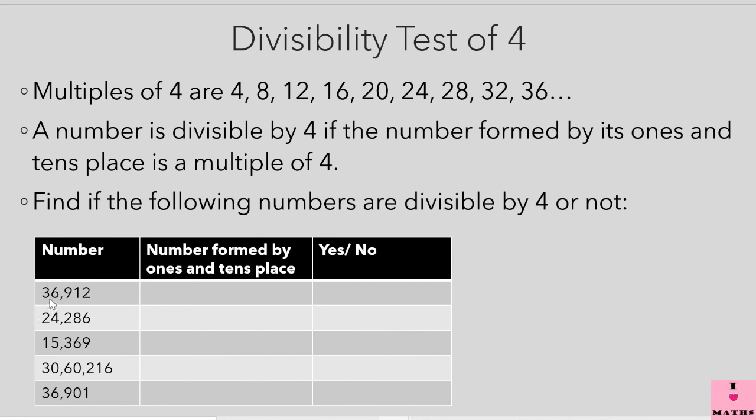Okay. This first number is 36,912. Now the number formed by ones and tens place is 12. See children, this is 12 now. Now we have to see whether 12 comes in the table of 4 or not. Yes, 12 comes in the table of 4. It means this number is divisible by 4, or this number is a multiple of 4.